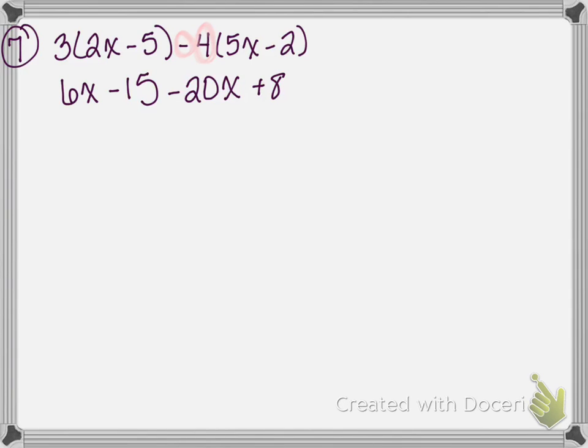Okay? So now I have 6x and negative 20x. That gives me negative 14x. Negative 15 and positive 8 is minus 7.